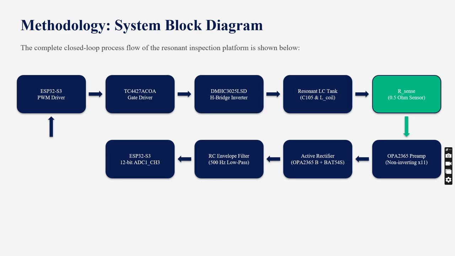The resonant current is converted to a voltage by a current sensing resistor, and this signal is amplified by a low noise preamplifier, rectified by an active peak detector, and smoothed into a DC envelope. This envelope is digitized by the ESP32's ADC, completing the loop to allow real time peak tracking and signal logging.